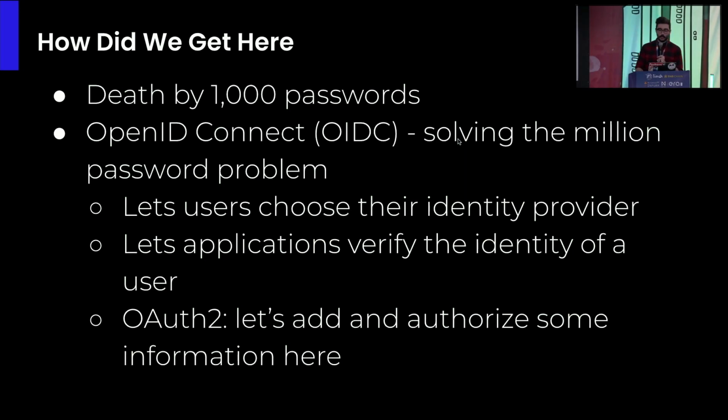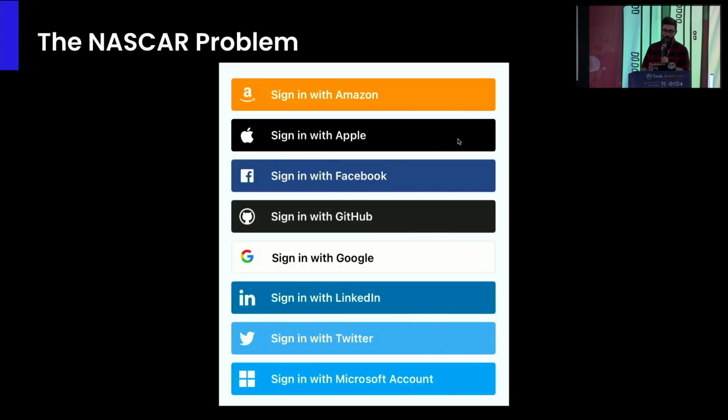Shortly after, a bunch of folks got together and specified what's known as OpenID Connect, or OIDC, which kind of looked to solve that million password problem, giving users rather the choice of choosing their own identity provider and letting applications verify the identity of a user in the process. And this was bundled with something called OAuth 2, which also didn't just let the authentication happen, but also allowed some authorizations to happen. So you can think of this sometimes when you're signing in with Google and the site or service also wants to access some additional information on your behalf that may be linked to a Google account, for example.